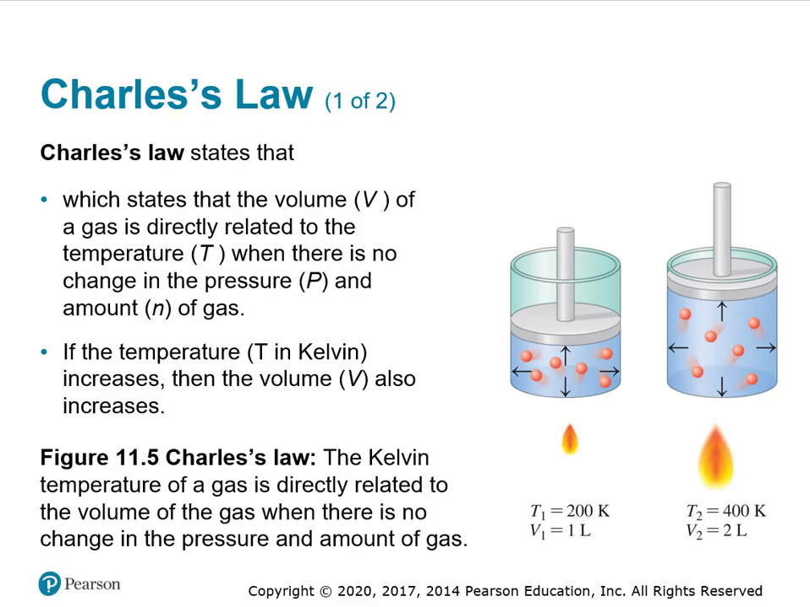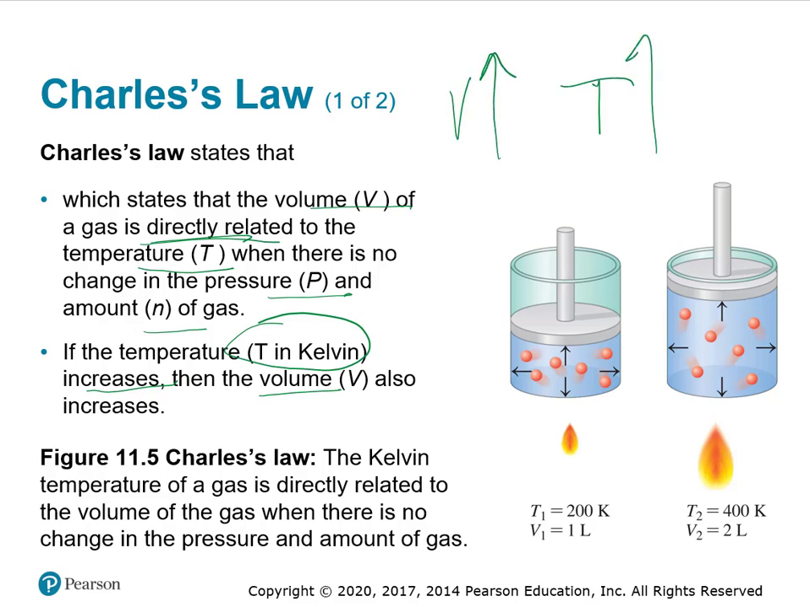Charles's law states that the volume of a gas is directly related to the temperature when there is no change in pressure and amount of gas. If the temperature, and our temperature needs to be in Kelvin, increases, then the volume also increases. So if it's a direct relationship, that means if the temperature increases, then the volume increases. And if the temperature decreases, the volume decreases.